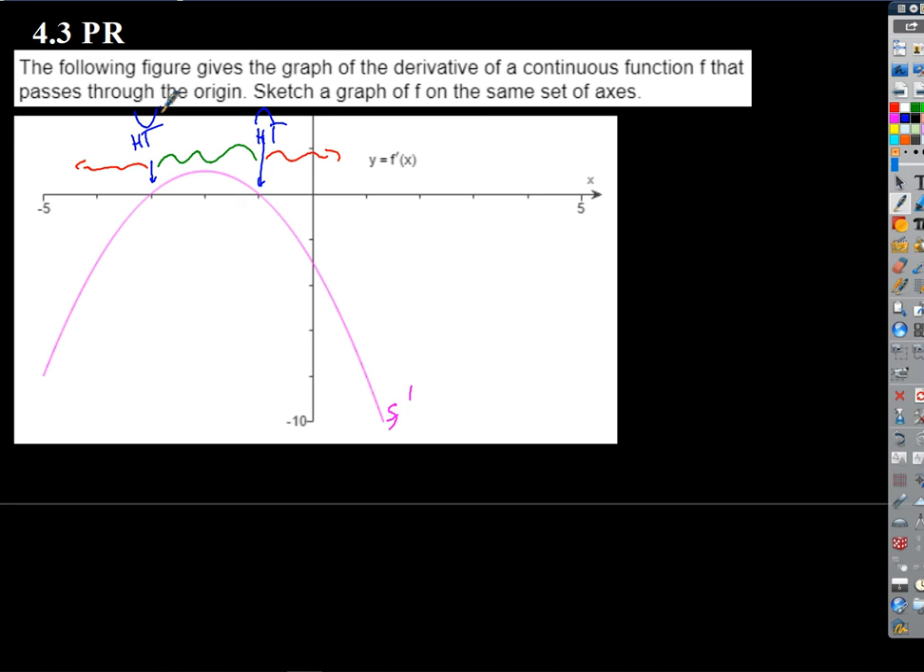So all we got to do then is, our goal here was to draw a function that has these characteristics that passes through the origin. Somebody want to try that? Go up to the big board and try that, anybody? All right. So want me to just draw the original equation? Yeah, just draw the original function.